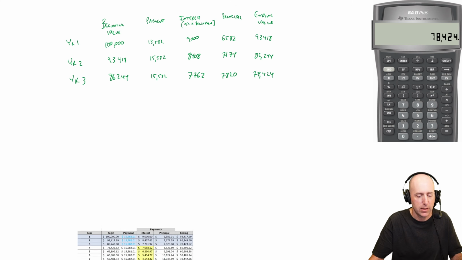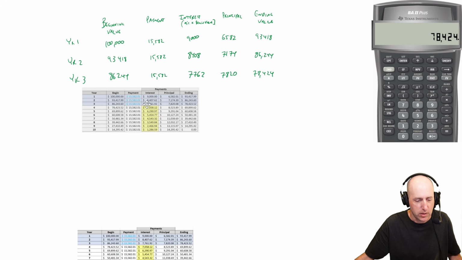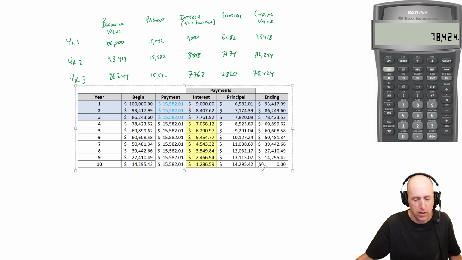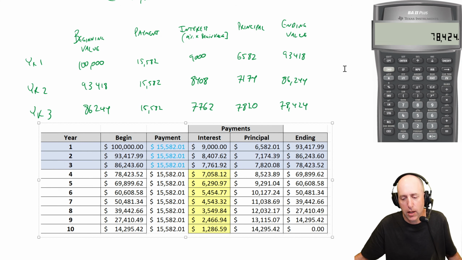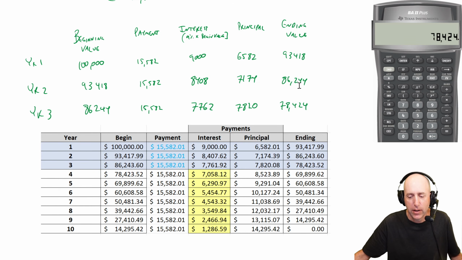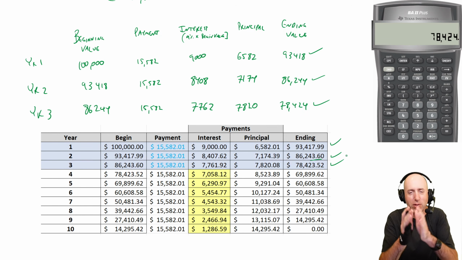And in fact, I did this in Excel previously as I was setting it up. You can see in Excel I went to the penny, but let's just compare notes here. A couple of things happen as you look at this. The first is we matched, right? 93,418, 93,418, 86,244, 86,244, 78,424. Yes, right. We got it right. So congratulations to us. We've solved the problem.